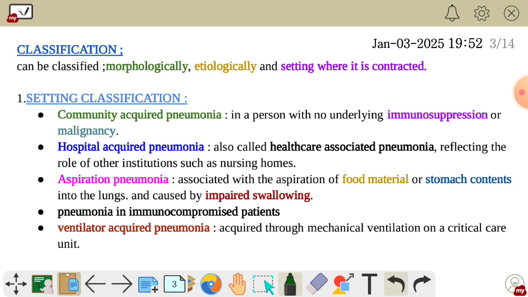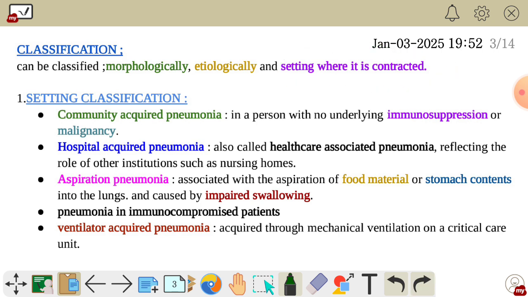So let's move on to the classification. Pneumonia can be classified morphologically, or by the etiology. We look at what is causing the pneumonia, whether infectious or non-infectious. And we can also classify using the setting where it is contracted.